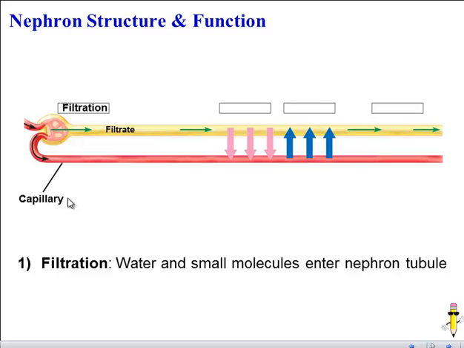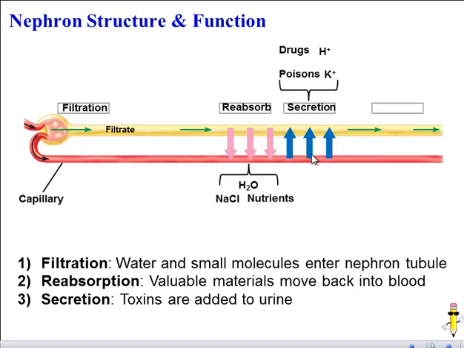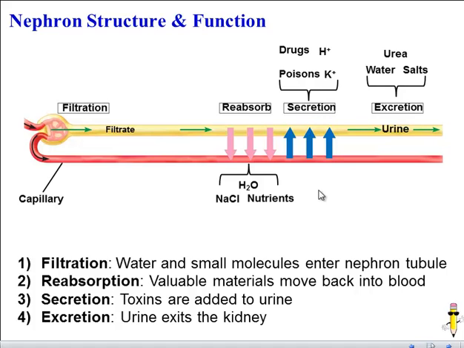First thing that happens is that the blood is filtered, and water and small molecules from the blood will enter into the nephron tubule, and that material is called the filtrate. The next thing that happens is that the capillaries will reabsorb valuable materials, things like water, salts, glucose, amino acids, nutrients, all the good stuff. Then, bad stuff from the blood, like drugs and poisons, will be secreted into the nephron tubule to become part of the urine. And then finally, the final product, urine, which contains urea, water, and salts, will exit the kidney, and that process is excretion.